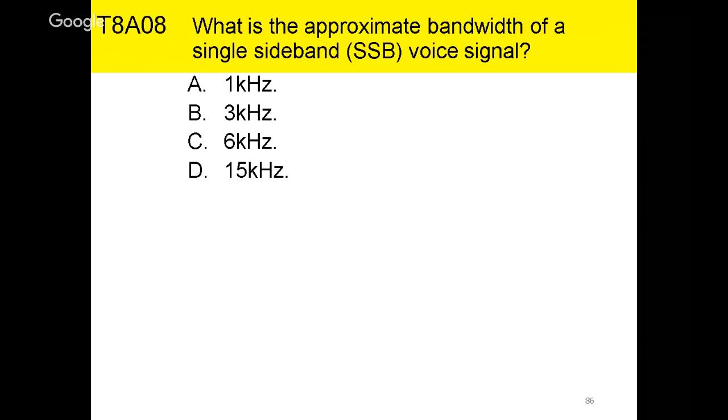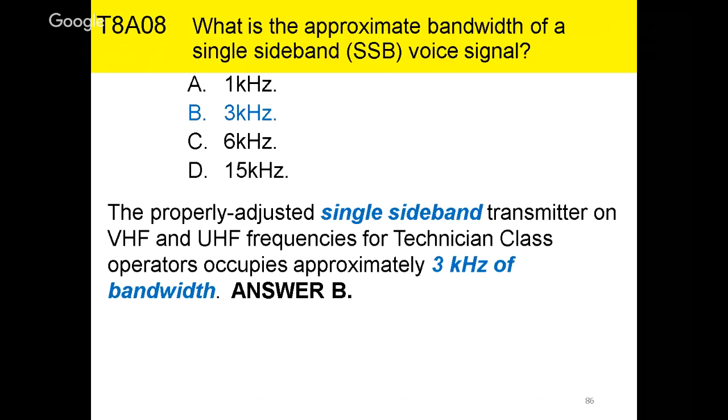I just kind of covered this. The bandwidth of a sideband signal is typically around 3 kilohertz. Again, your VHF is between 10 and 15.